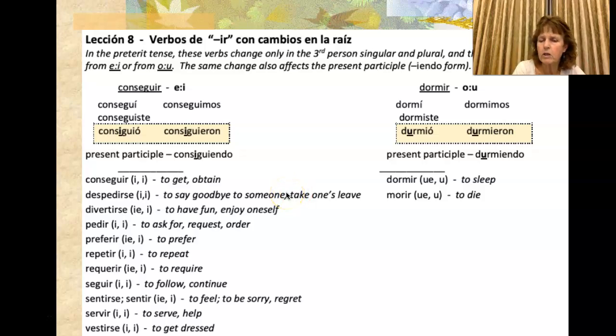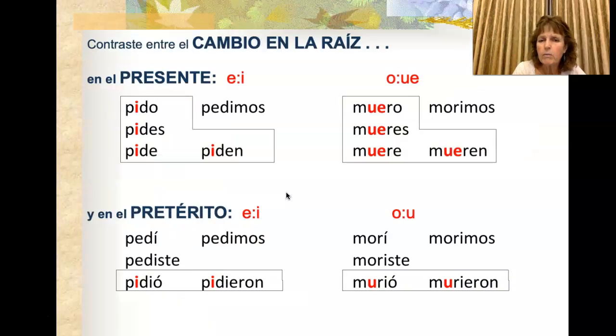Now they have stem change, but it's important to remember the pattern. When we learned the stem change in the present tense, we learned that it was in the boot, right? In all of the singular forms and the third person plural. But now in the preterite, it is just in the third person, nothing else. Okay, that was just a different pattern of irregularity.